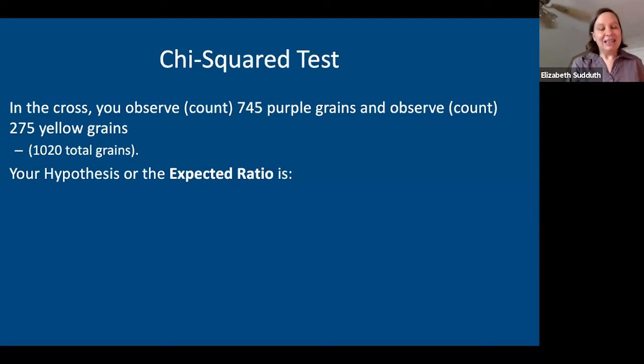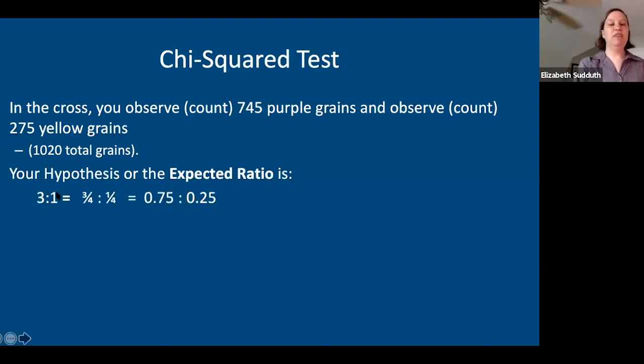Our hypothesis was a 3-to-1 ratio. So a 3-to-1 ratio is the same as 3/4 to 1/4 or 0.75 to 0.25. So you can see we added 3 plus 1 to get the denominator here. So it's 3 out of 4 and 1 out of 4, or 3/4 and 1/4, or 0.75 and 0.25.